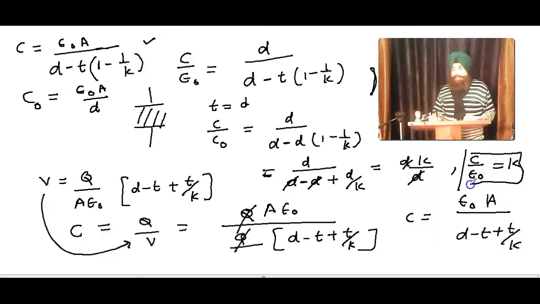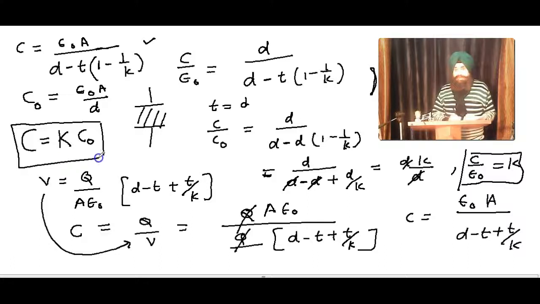So if the whole space is filled with the dielectric, then the capacitance becomes K times the capacitance when there was no dielectric. So the capacitance increases by K times. Whatever the dielectric constant of the medium, it increases the capacitance by that many times compared to when there was no dielectric. Okay, thank you.